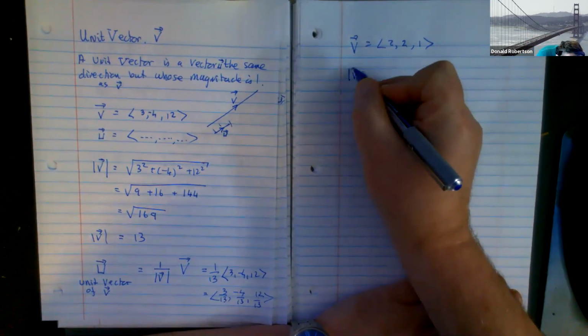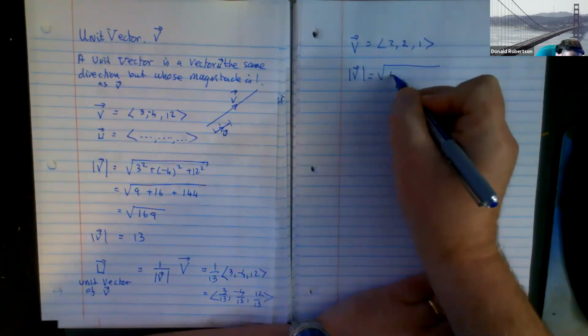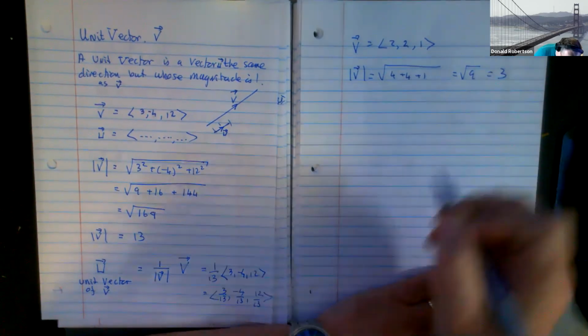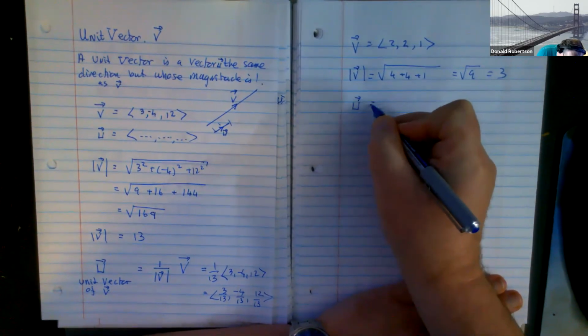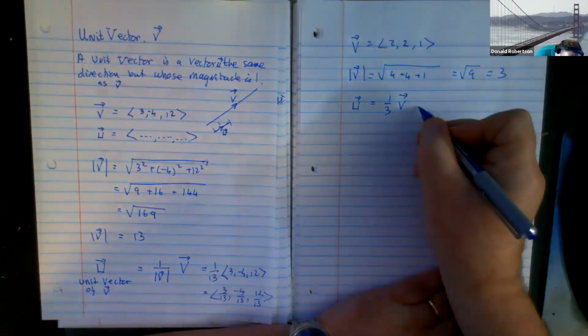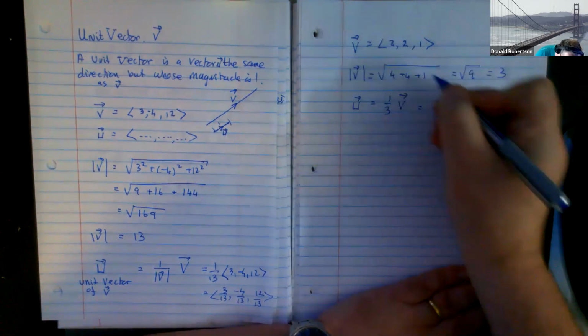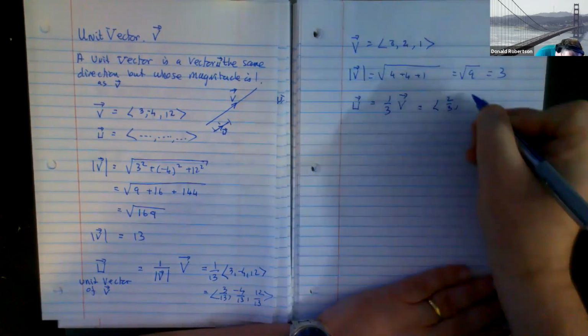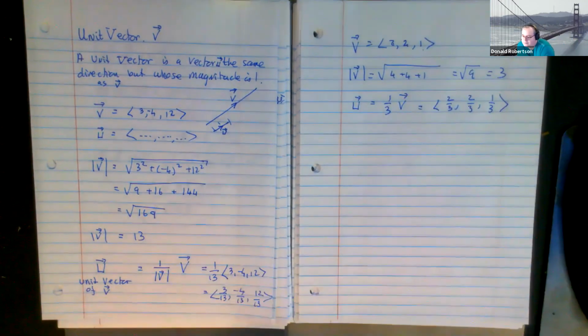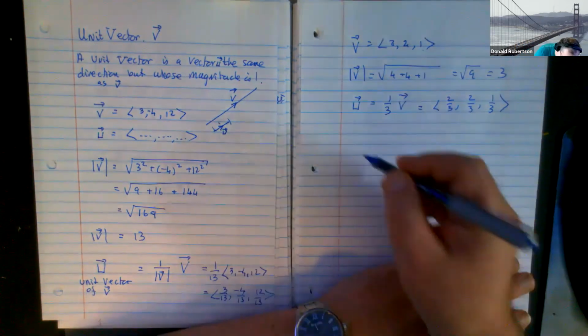The magnitude of this vector is 4, add 1, square root of 9 is 3. So the unit vector is 1/3 of V. And that is 2/3, 2/3, 1/3. That look okay? How to find a unit vector. Right, make it horrible now.